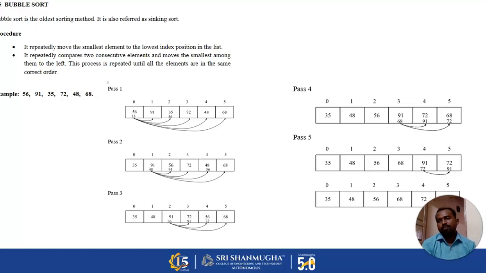We have swapped the index 3, 4, 5 values. Page 5 we have 35, 48, 56 and 68, 91, 72. On the last page we have swapped index 4 and 5. 72 is swapped to index 4, and 91 is swapped to index 5. So finally we get the ascending order: 35, 48, 56, 68, 72 and 91.